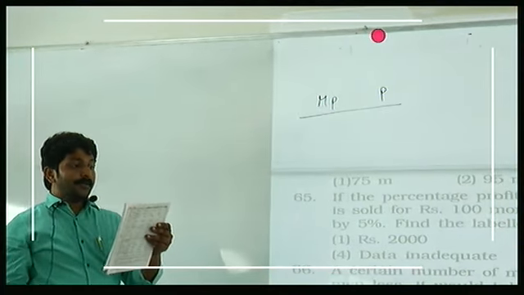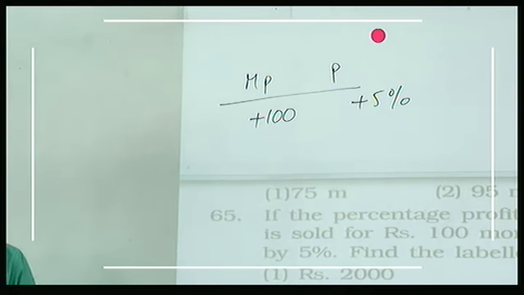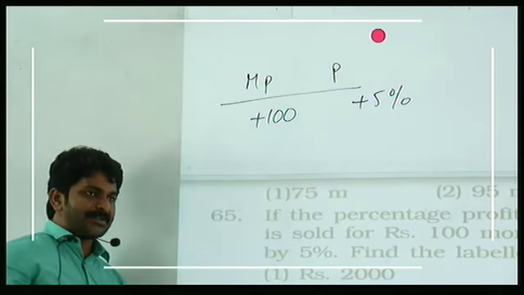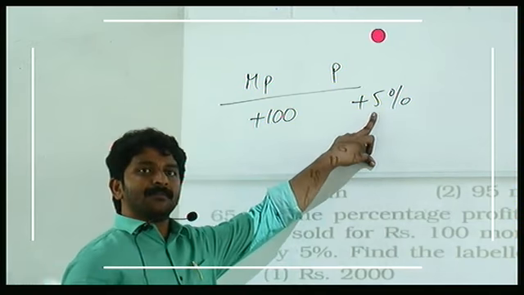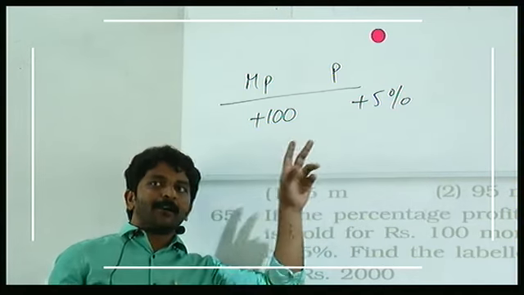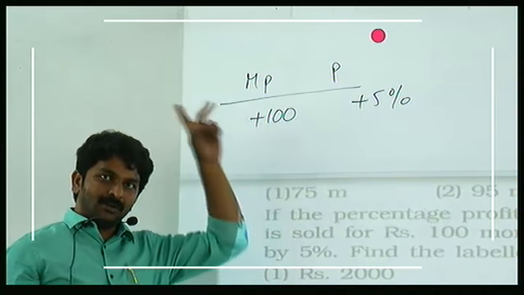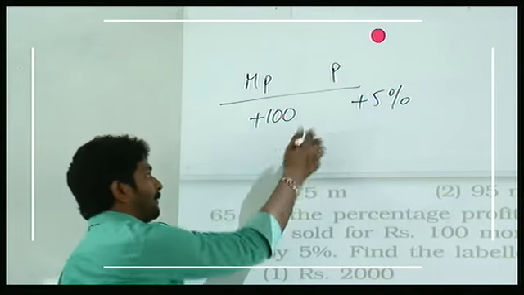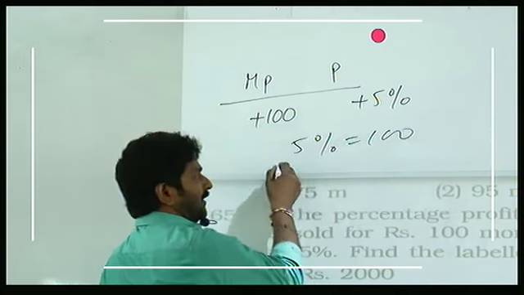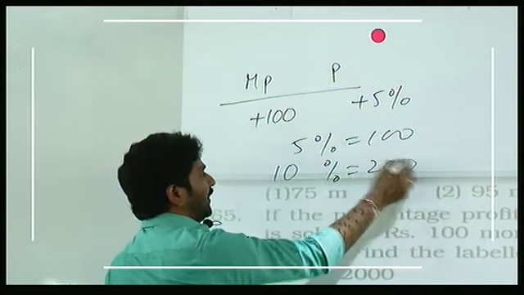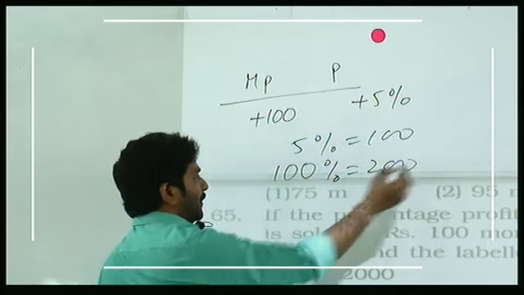And you are asked to calculate the labeled price, the market price. Usually we calculate profit on cost price, but in this case we are calculating on market price. Profit increased by 5% because of 100 rupees. In a sense 5% is 100, right? Yes or no? Initial value is 100%. If 5% is equal to 100 rupees, 10% is equal to 200, 100% is equal to 2000. Market price is 2000.